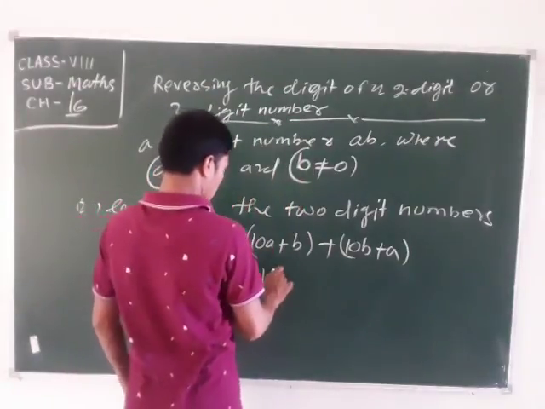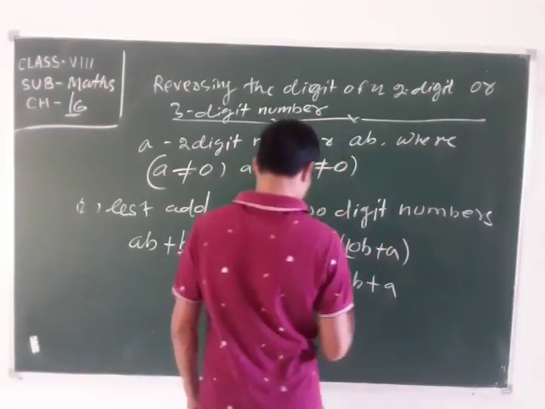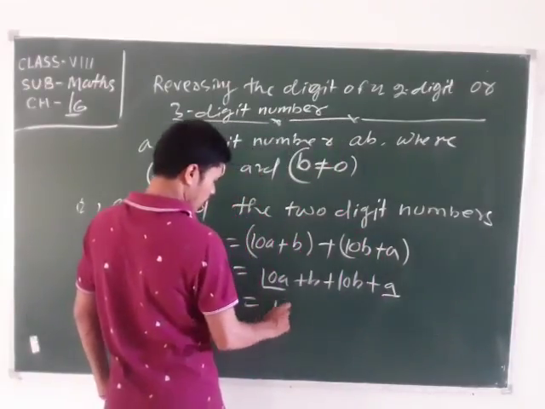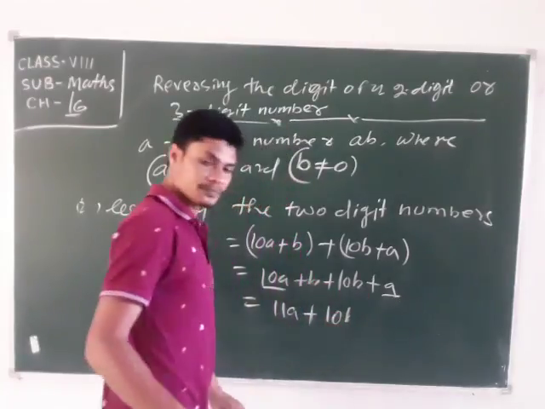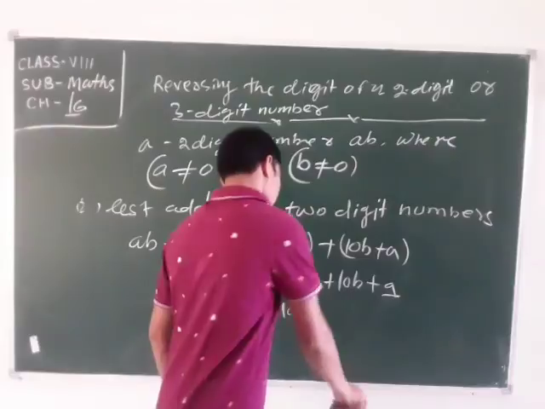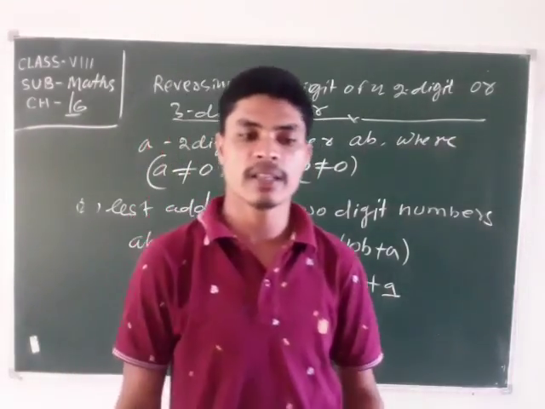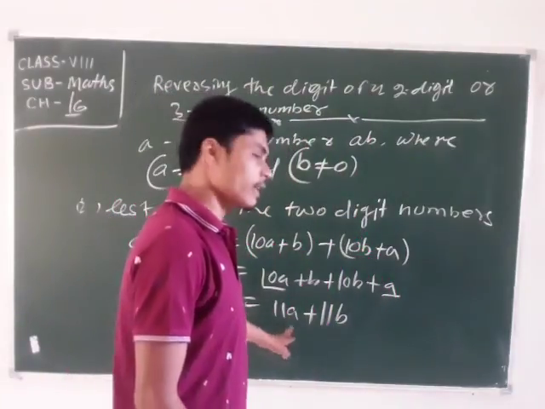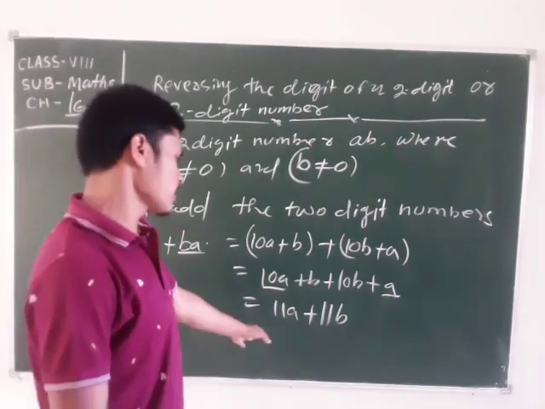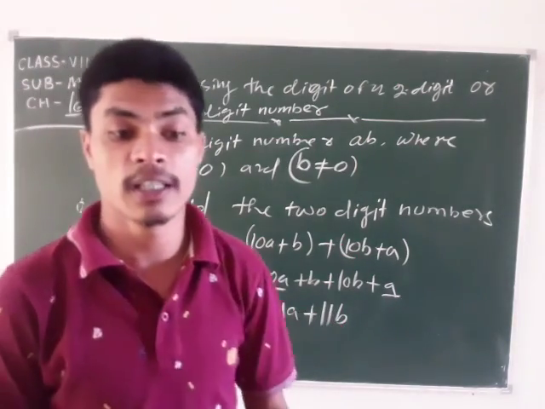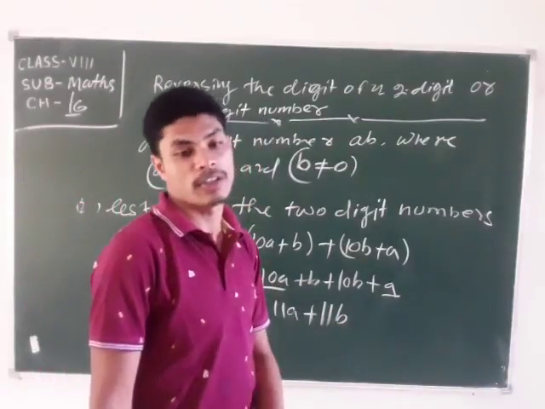And now 10a plus b plus 10b plus a. 10a plus a equals 11a, plus b plus 10b equals 11b. The answer is 11(a plus b). When you reverse the numbers and add, we get 11 times a plus b. That means the sum of two numbers is obviously divisible by 11. That means the sum of the two numbers is always divisible by 11.